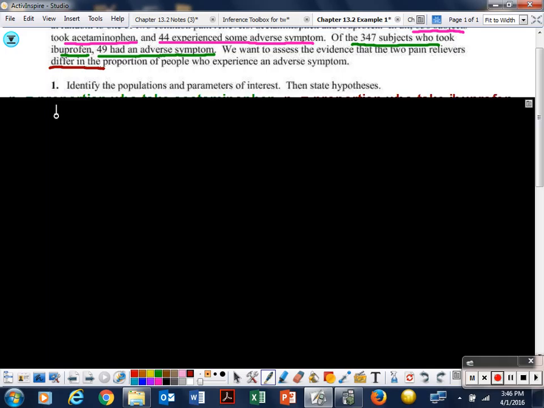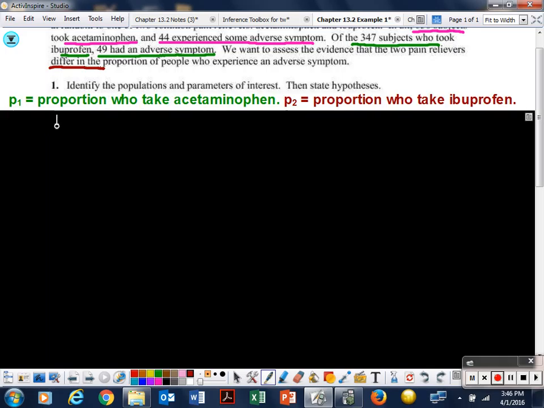Okay? So, first of all, I'm going to define P1 and P2. P1 equals the proportion who take acetaminophen. P2 equals the proportion who take ibuprofen.